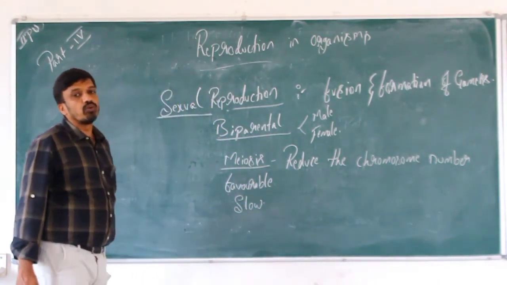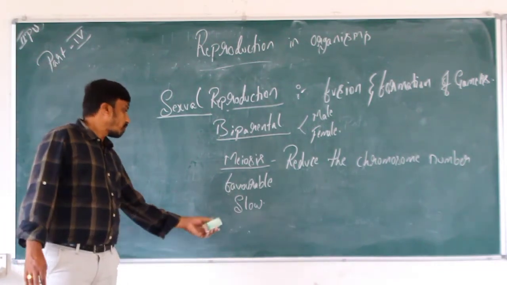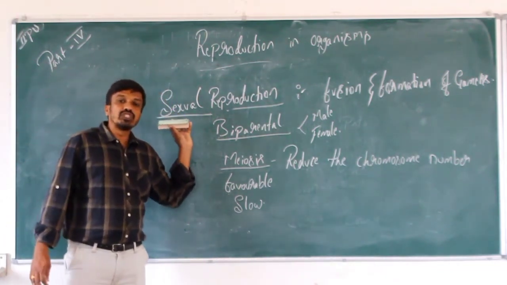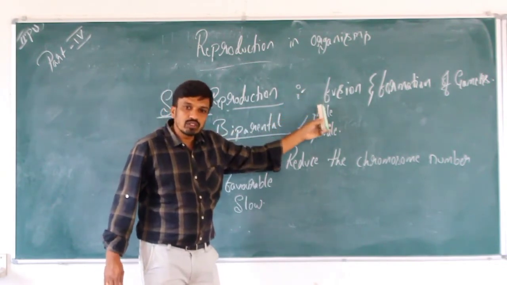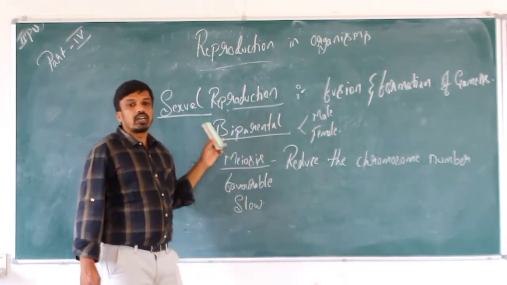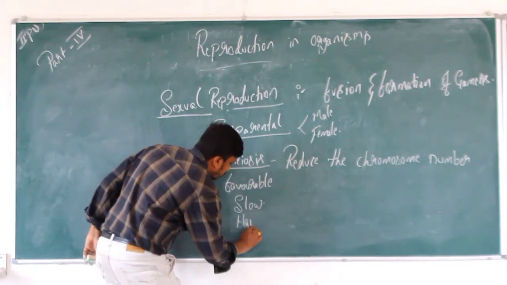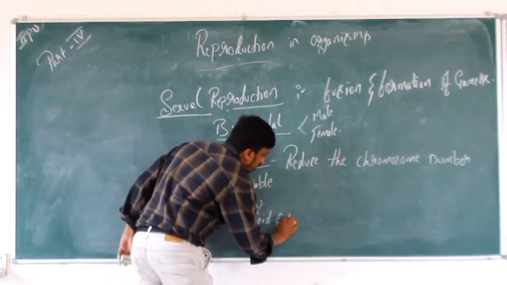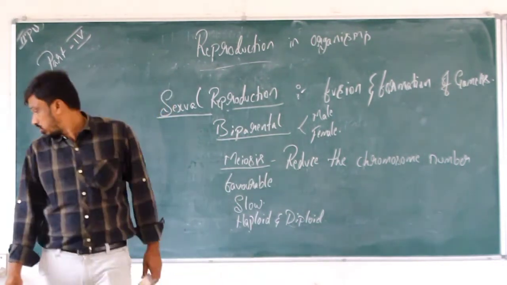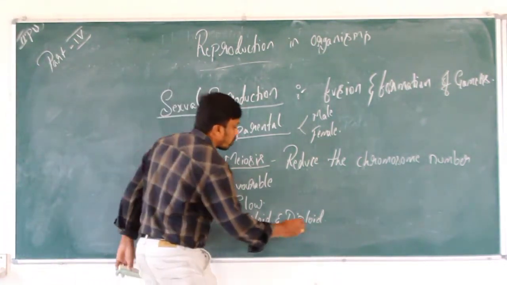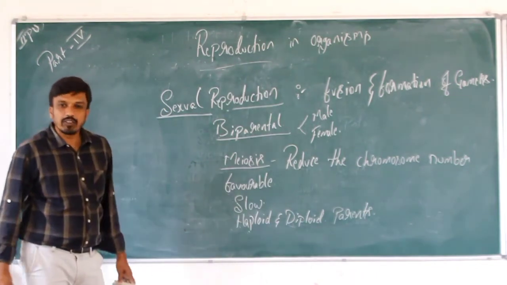It is always slow. It takes a longer duration of time because first vegetative growth has to happen, after vegetative growth gamete formation has to happen, and after gamete formation gamete fusion has to happen. All these processes take more time, so we say it is slow. It involves haploid and diploid parents. Haploid means a single set of chromosomes.